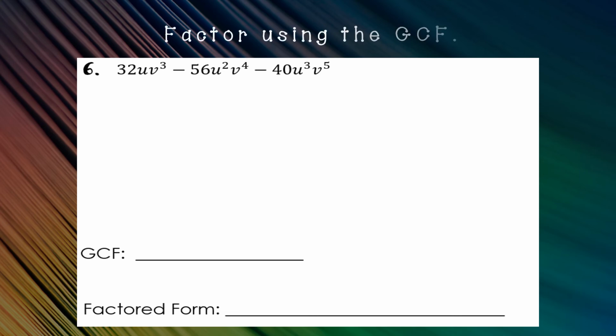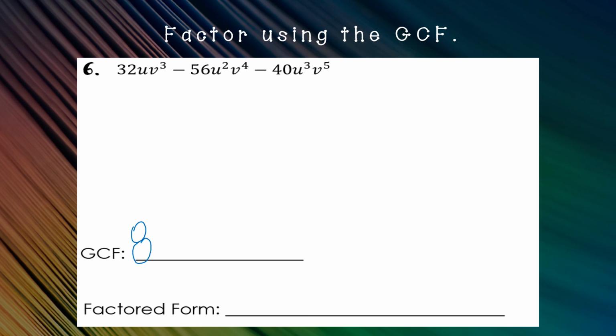And final problem, 32uv cubed minus 56u squared v fourth minus 40u cubed v to the 5th. All right, looking at the numbers, you might think 2 goes into all of them, and it does, not the greatest. 4 goes into all of them, it does, not the greatest. 6 does not go into all of them, but 8 does, so 8 is part of our GCF.